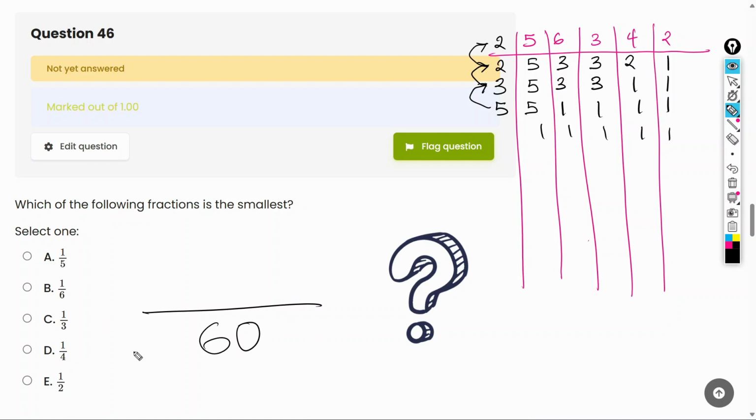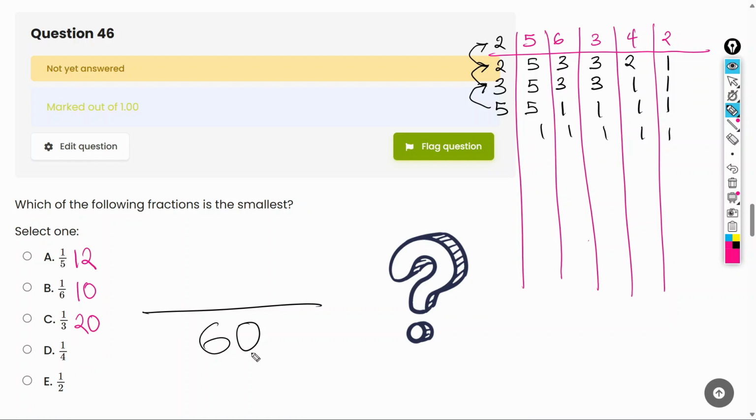So we can compare with respect to 60 by dividing by our denominators and then multiplying by our numerator. Let's start with the first fraction. Our denominator is 5. 5 into 60 is 12. 12 times 1 is 12. 6 into 60 is 10. 10 times 1 is 10. 3 into 60 is 20. 20 times 1 is 20.